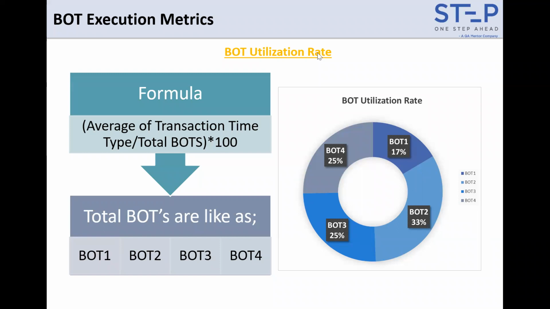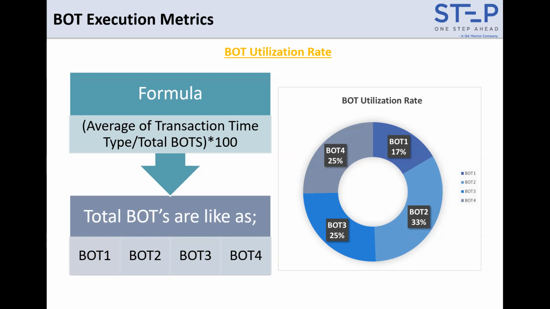So let's see about this matrix. The formula is the average of transaction time. Whatever transaction times are there, we have to calculate the average, and with the total bots we have, with that ratio we can calculate. So here you can see the total bots. Suppose I'm seeing utilization of bot 1 at 70%, bot 2 is being utilized 33%, bot 3 25%, bot 4 25%.